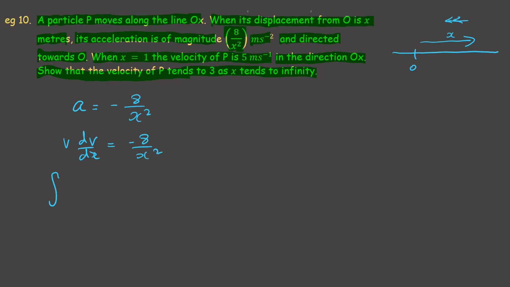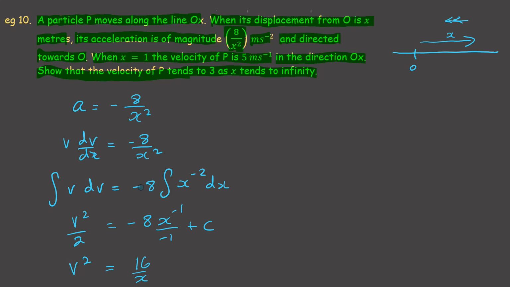Separate and integrate. The integral of v dv is equal to negative 8 times the integral of x to the negative 2 dx. So we have v squared over 2 is equal to negative 8 x to the negative 1 over negative 1, plus a constant. That gives me, multiplying through by 2 as well as tidying up the first term on the right hand side, v squared is going to be 16 on x plus some constant a.